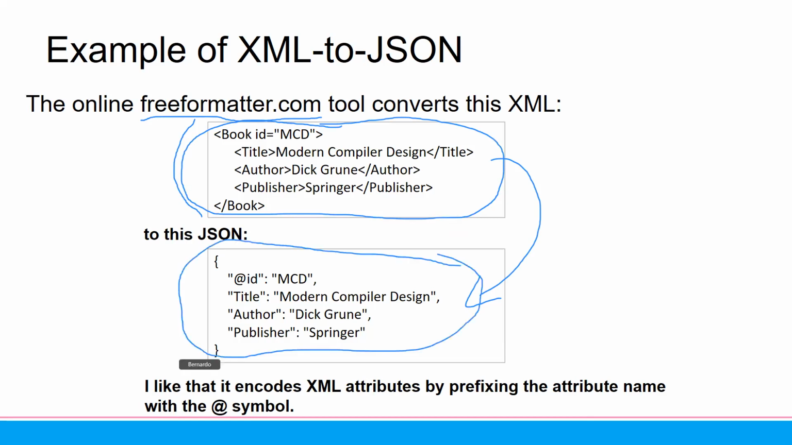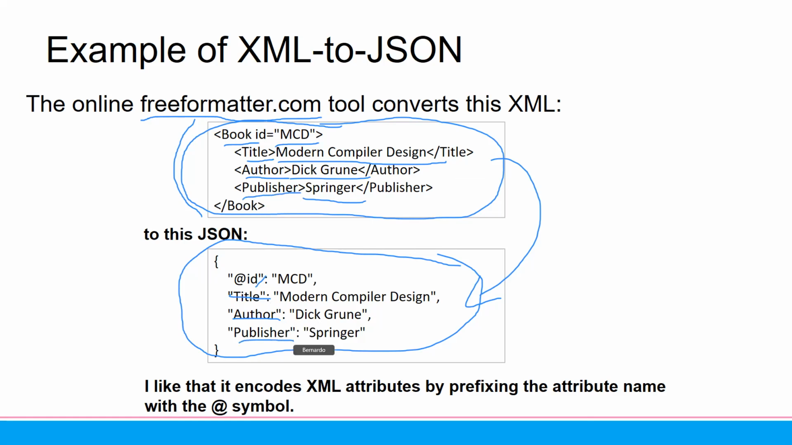Now, if you see this, it is a book, and then there is an ID, MCD, for example. And this ID stands for the title. Actually, it's Modern Compiler Design. And let's say the author is this guy, and the publisher is Springer. So based on our knowledge, we know that this is the title, this is the author, and this is the publisher.